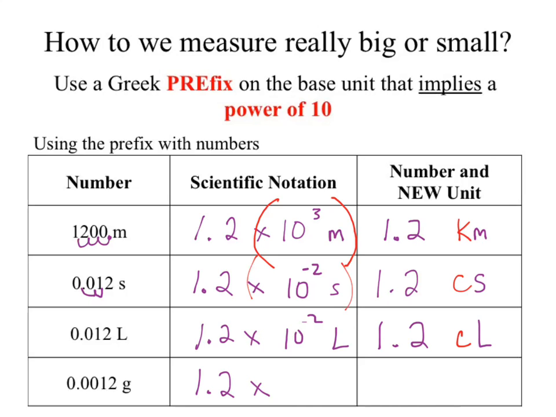And the last one? Shift our decimal point: 1, 2, 3. Bigger or smaller than 1? Smaller, so it's got to be negative 3, with grams. Let's try that again. When we go through, we can look at our unit break, and we get 1.2 and our milli prefix in front. Make sense?